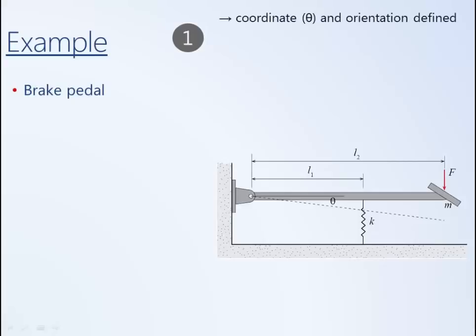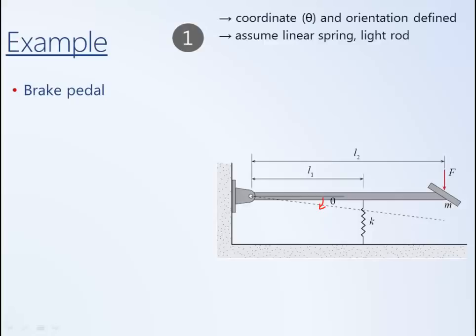First, we will define a coordinate system and its orientation. In this particular case, we will define the motion of the pedal in terms of its angular displacement theta, and we'll define rotation downward, or rotation in the clockwise direction, to be positive.